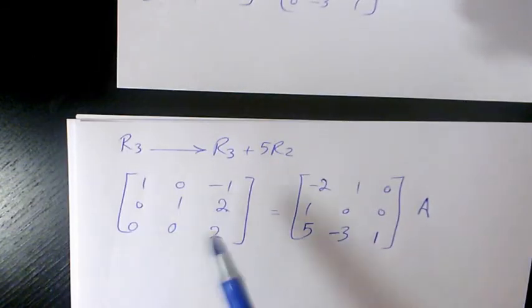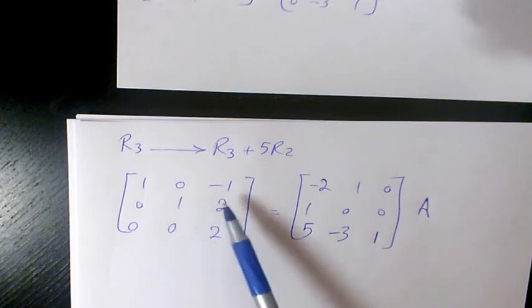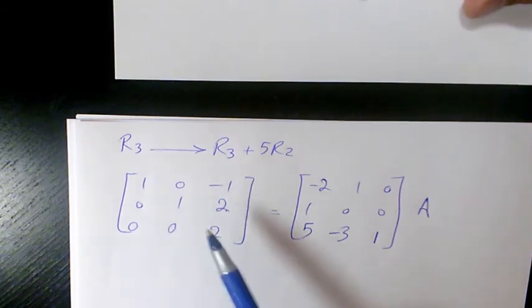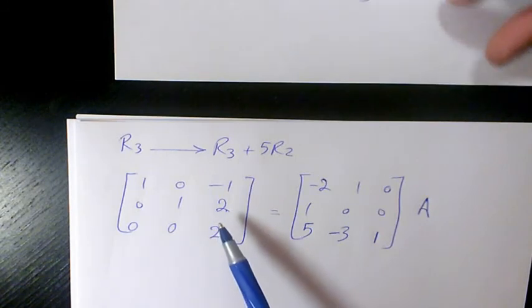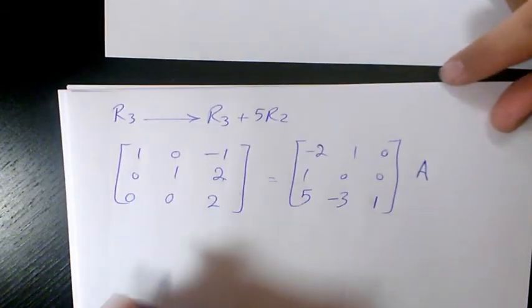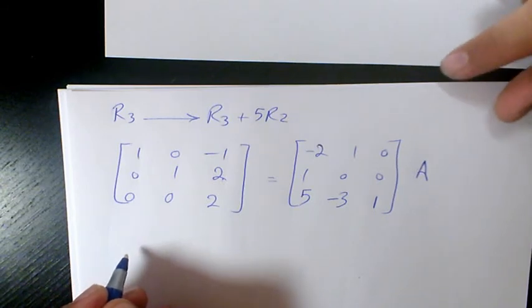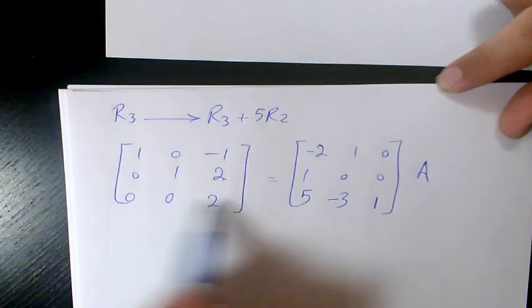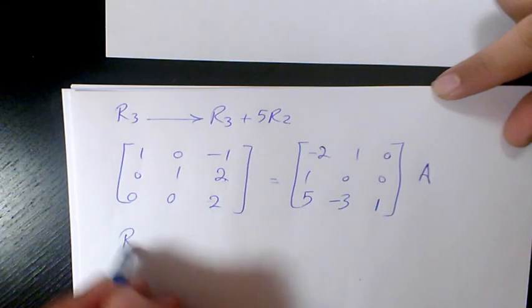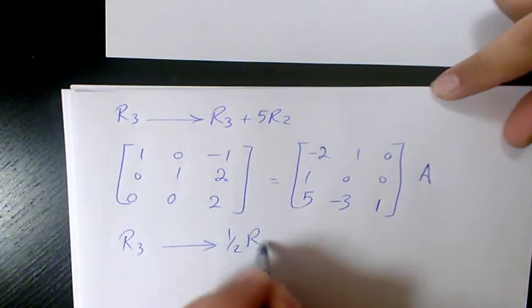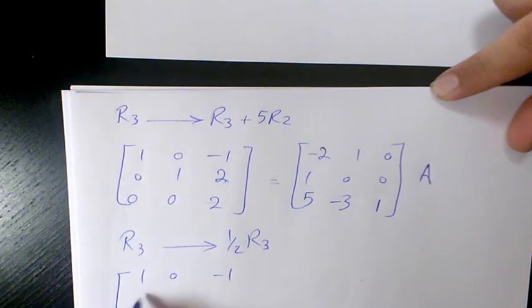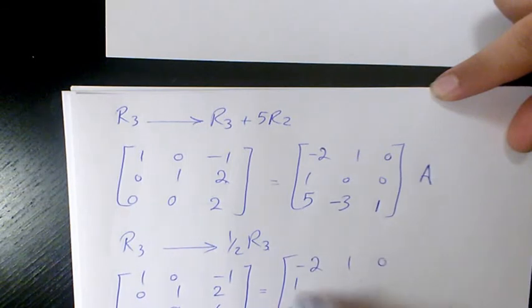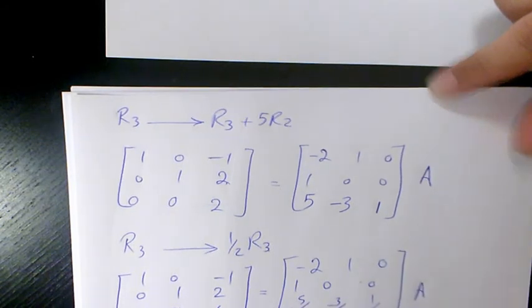So perfect. So we just need to get rid of these two. Let's get rid of this first. So we need to deal with R2. And also here we need to make this one 1 as well. So let's divide the third row by 2. So R3 changes to half of R3. So it's going to be 1, 0, negative 1, 0, 1, 2, 0, 0, 1, negative 2, 1, 0, 1, 0, 0, 5 over 2, negative 3 over 2, 1 over 2.